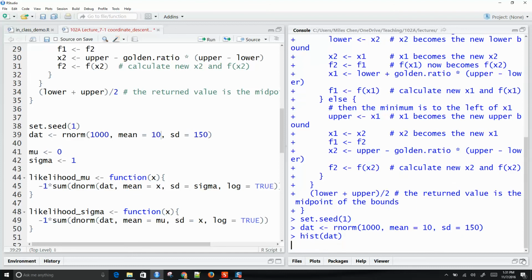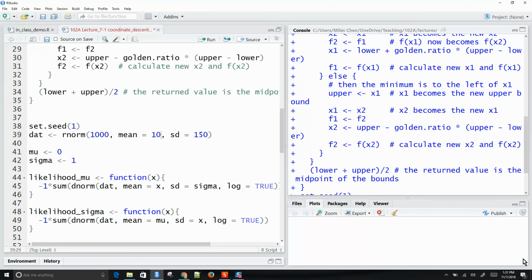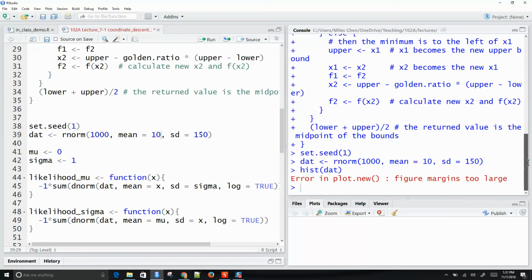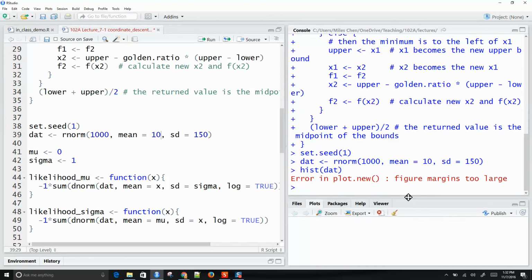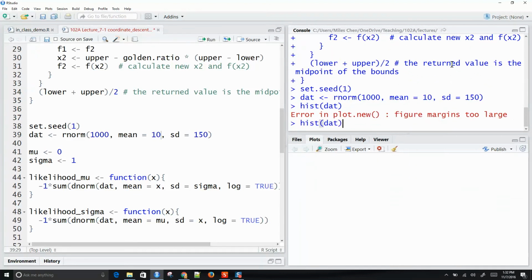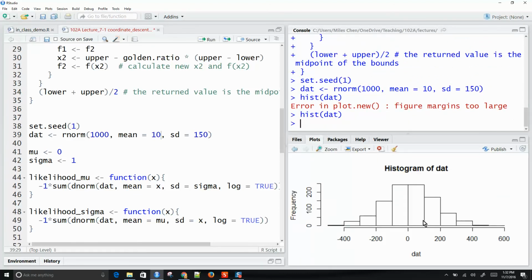Did something happen? Figure margin's too large. Oh, yeah, well, that happens. Okay, so it looks kind of like this, just offset a little bit, right?